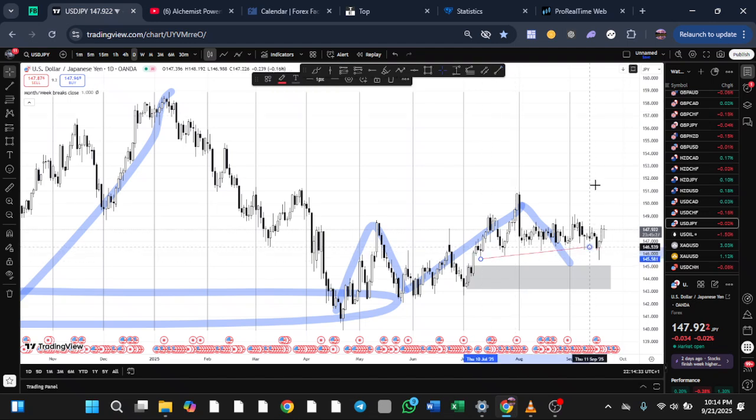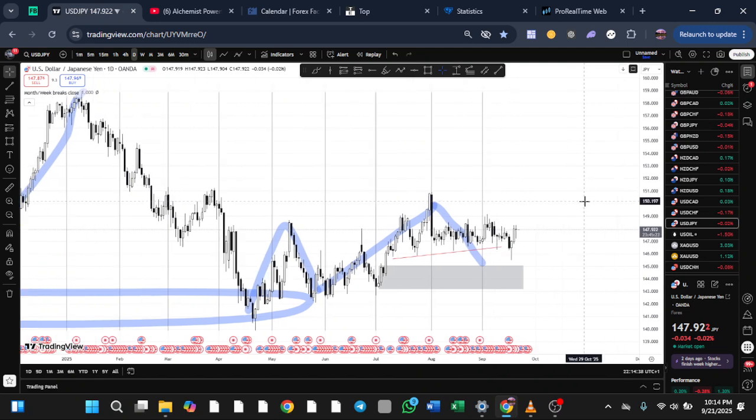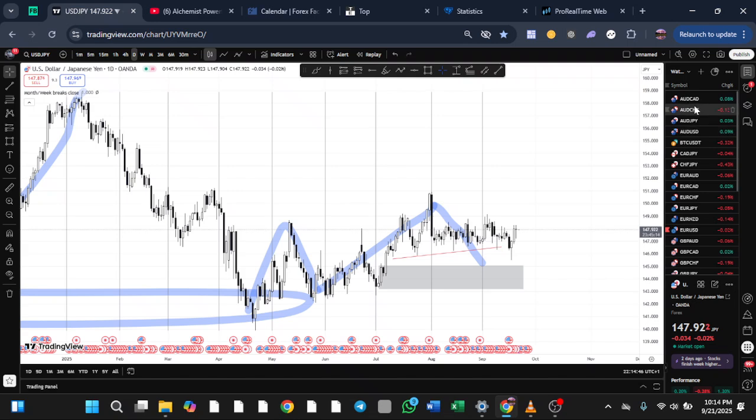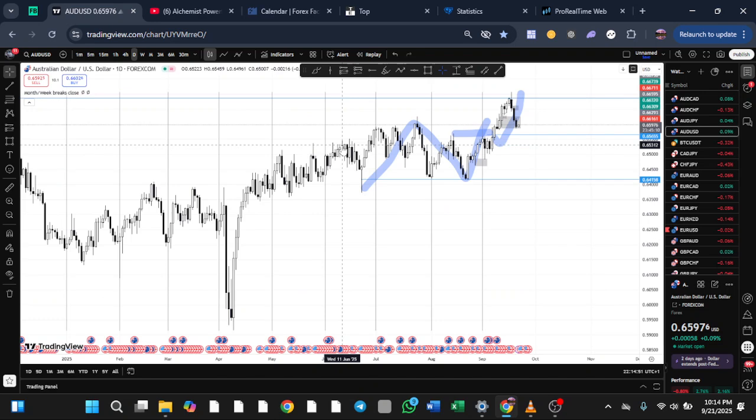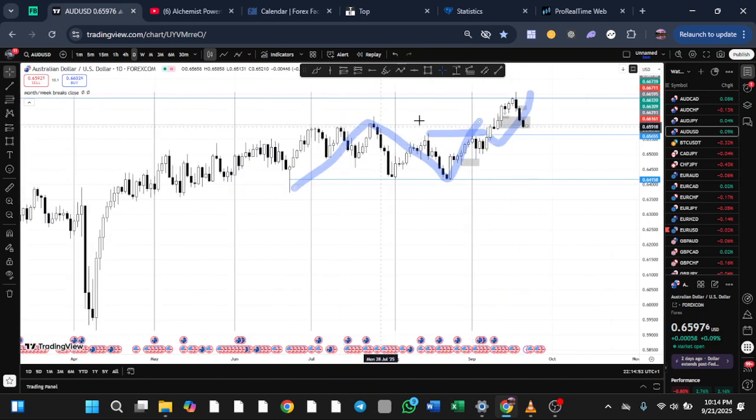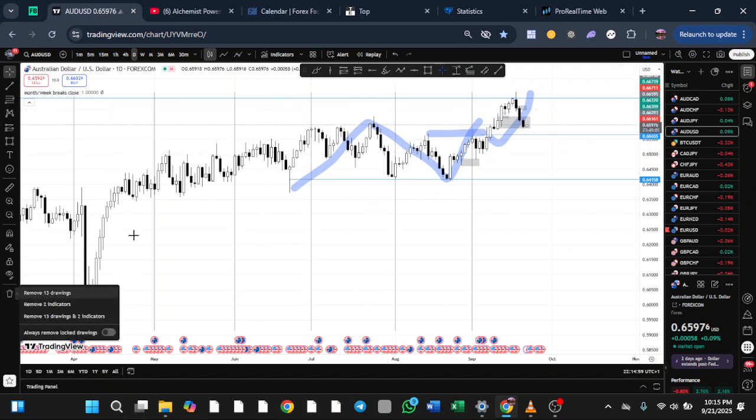So, not the best of setups for me, but if the yen is weaker against the dollar, then it means that all this Aussie USD is going to be to the downside. And structurally, if we can see this, let's take this out.